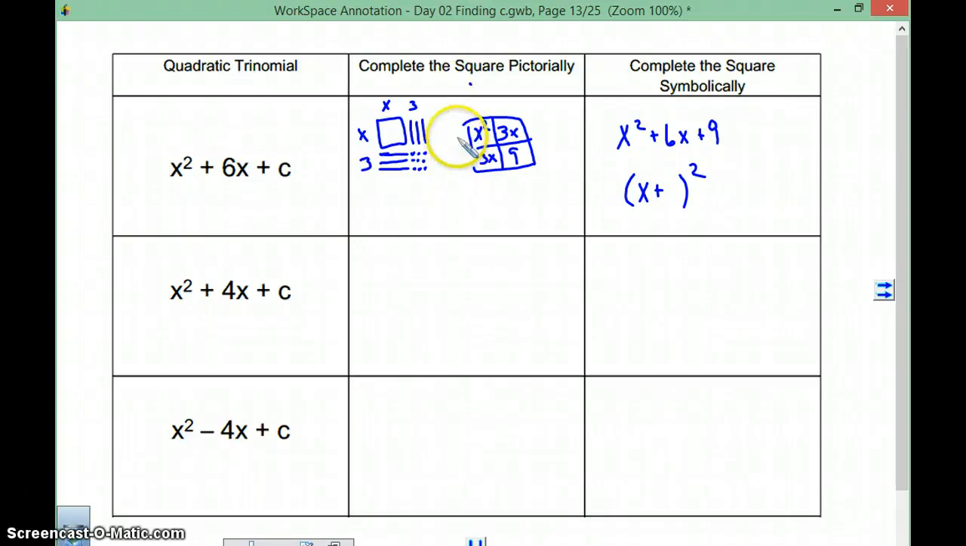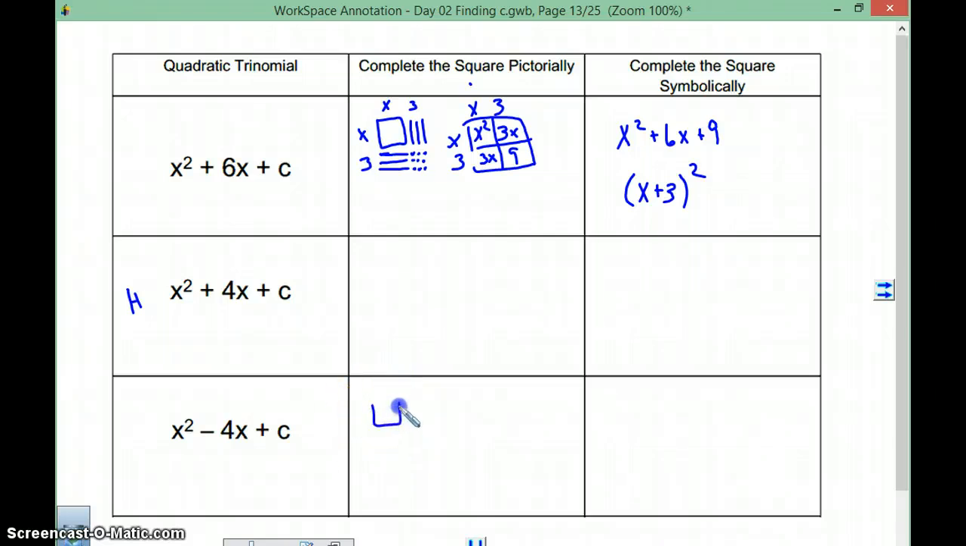Let's try that again. This becomes x, 3, x, 3. So you end up with x plus 3 squared. How does the x relate to x squared? How does the 3 relate to 9? How does 6x relate to x and 3? All right, I'm going to leave this one for homework. You guys try this one. Try it on your own, then watch my work.